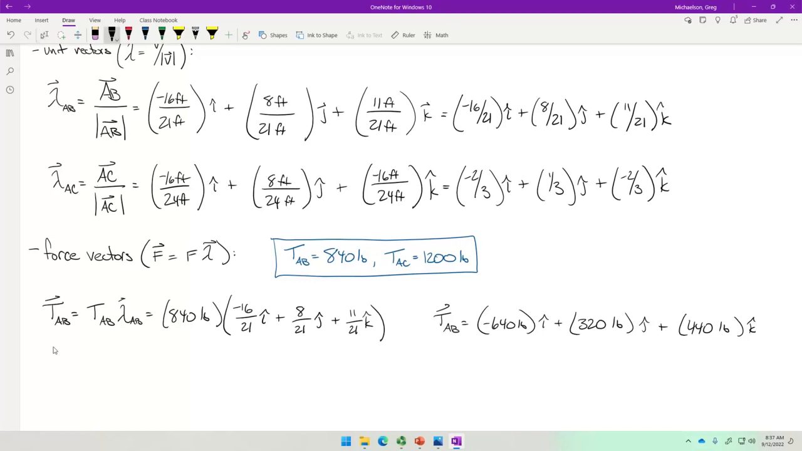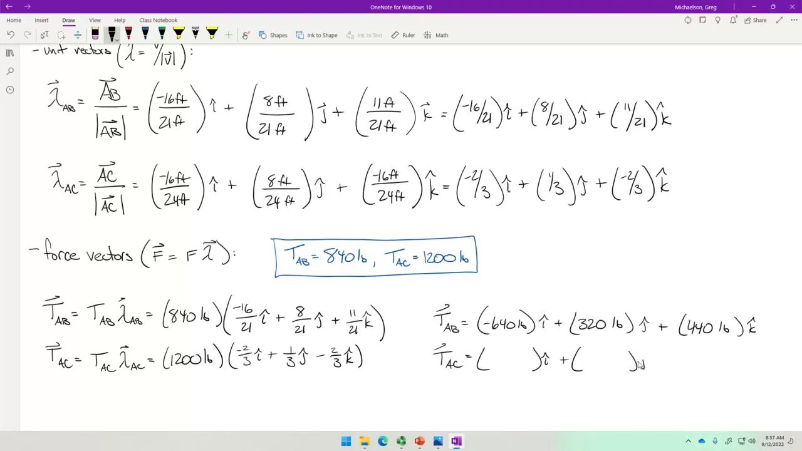So TAC is, again, we take that times its unit vector, magnitude times direction, essentially. So that's negative 2/3 i. I think I can do this one in my head because I've got 1,200 times 2/3 and 1/3. So I know 1/3 of 1,200 is 400. So that makes that 800. So this is negative 800 pounds, positive 400 pounds, negative 800 pounds. Did I do that right?